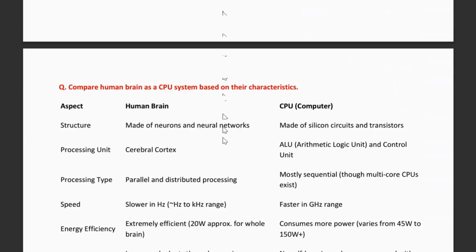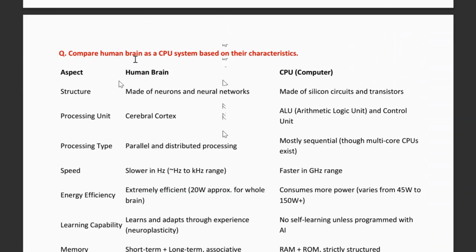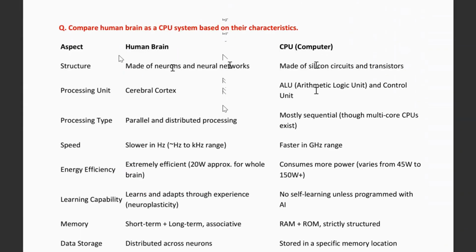First question: compare the human brain and a CPU based on their characteristics. Based on the features, you have to compare both of them. Structure: the human brain is made up of neurons and neural networks. Here it is made up of silicon, circuits and transistors. The processing unit is the cerebral cortex. Here it is the ALU, arithmetic logic unit, and the control unit.